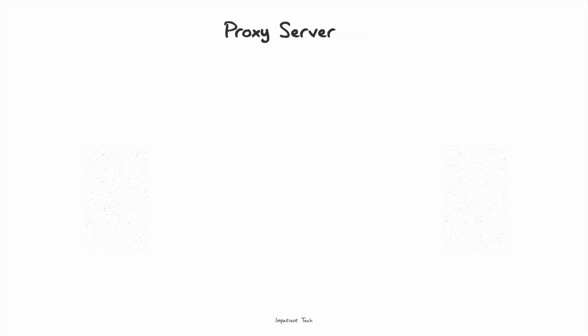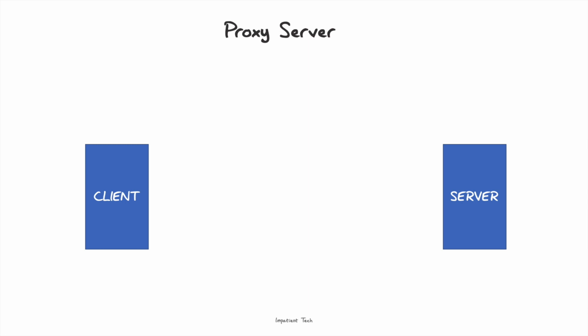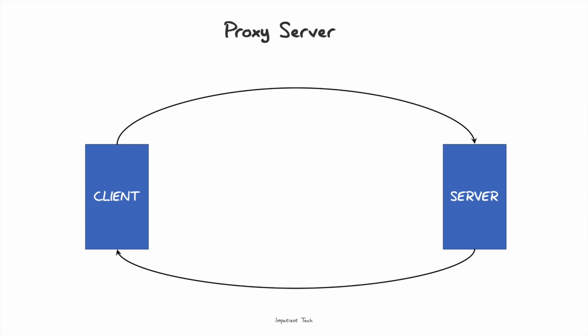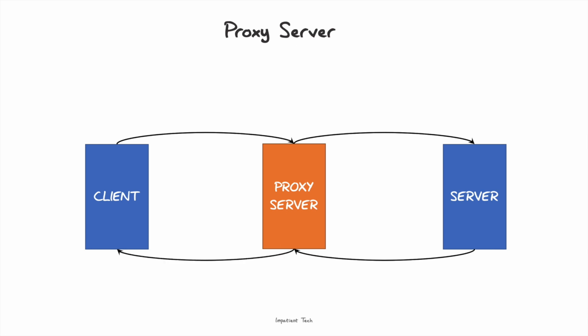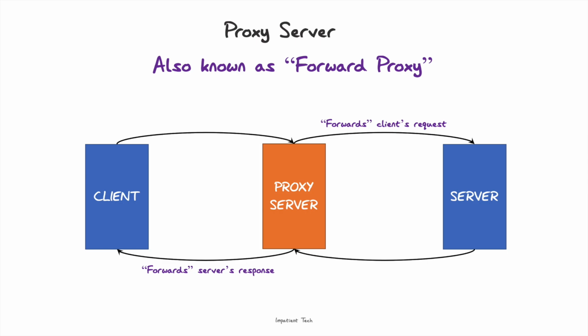But with a proxy server in place, the flow of requests and responses changes a bit. Instead of the client directly communicating with the server, the client now sends the request to a proxy, and the proxy forwards the request to the server. Then the server responds back to the proxy, and the proxy forwards the response finally back to the client. Since the proxy here is responsible for forwarding the client's request and the server's response, this type of proxy is often also referred to as a forward proxy.